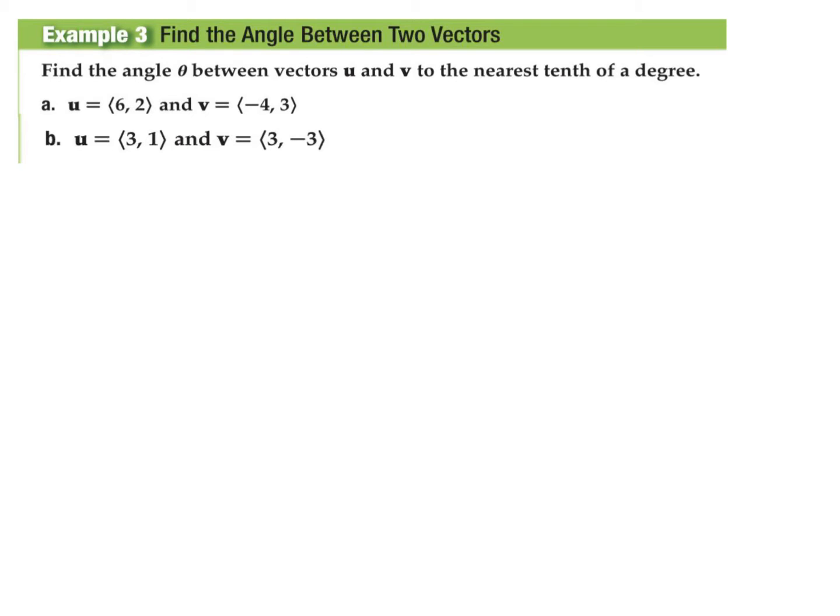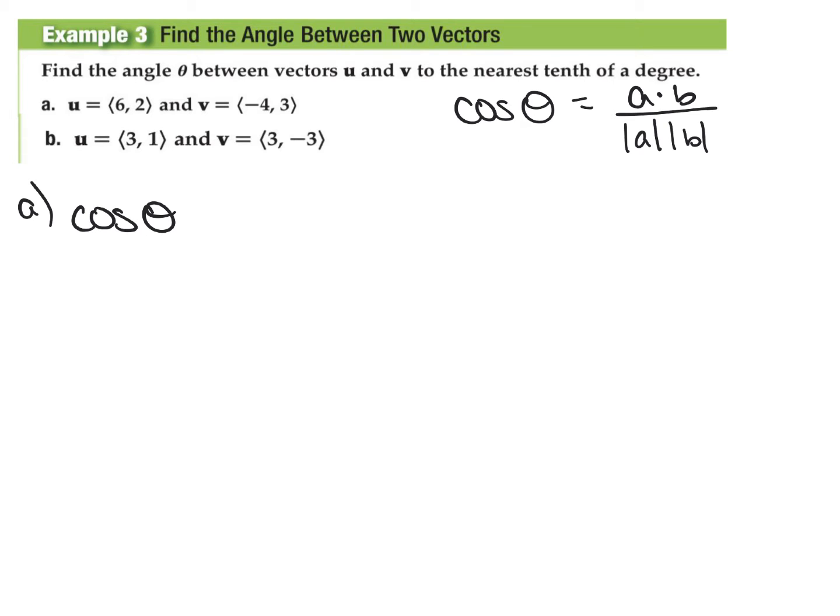So let's go ahead and use what we did on the previous slide, where we saw that cosine of theta equals the dot product of vectors a and b over the magnitude of a times the magnitude of b. Starting off with a, we've got u is <6, 2> and v is <-4, 3>. We're going to plug in all the pieces. Instead of a and b, we're just working with u and v. So cosine of theta, we clearly need to solve and find that angle.